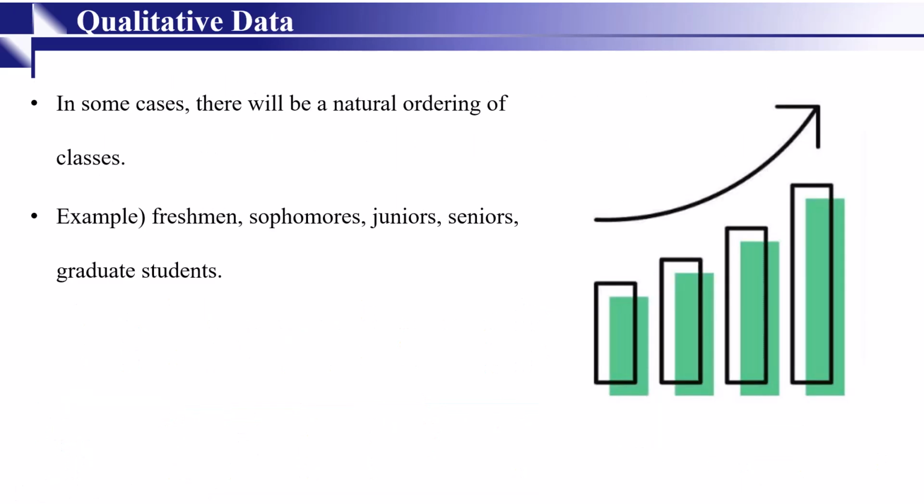Both a frequency distribution and a histogram can be constructed when the data is qualitative, categorical in nature. In some cases, there will be a natural ordering of classes. For example, we say freshmen, sophomores, juniors, seniors, and graduate students.